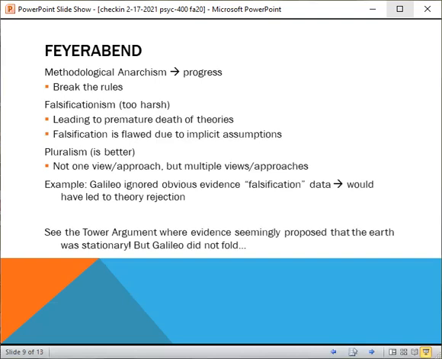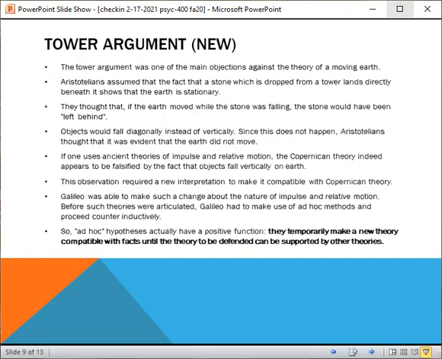So the evidence seemingly said, hey, it looks like the Earth really isn't moving. So maybe all those heliocentric people have it wrong, that we're not on a ball or a rock circling around the sun, that we're on a ball of rock that's just stationary and everything revolves around us. So let's talk about the tower argument real quickly here. The tower argument was one of the main objections against the theory of a moving earth.